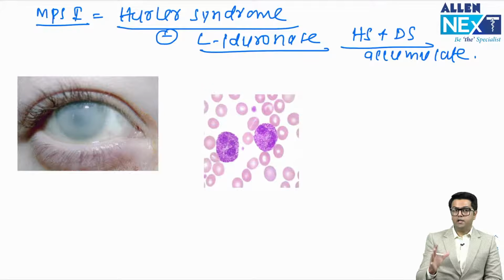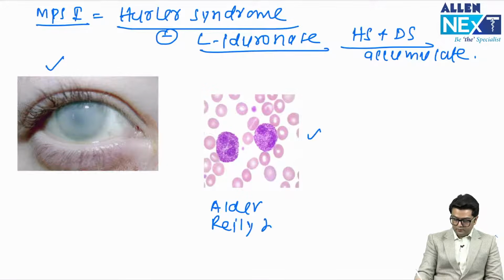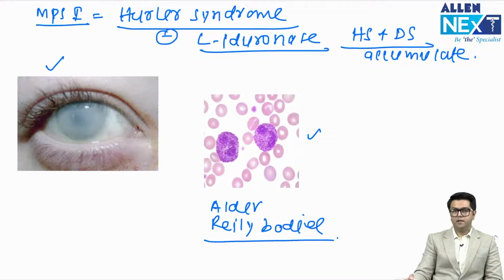Don't forget where they are accumulating: lysosomes, because lysosomes are the site of degradation of the various components of our cell, like proteins, lipids, sugars, mucopolysaccharides. That is called Hurler syndrome, right? Hurler syndrome presents with complete corneal clouding, as you can see here. When macrophages accumulate the same mucopolysaccharides, they are visible as Alder-Reilly bodies. So this may help us in the MCQ.